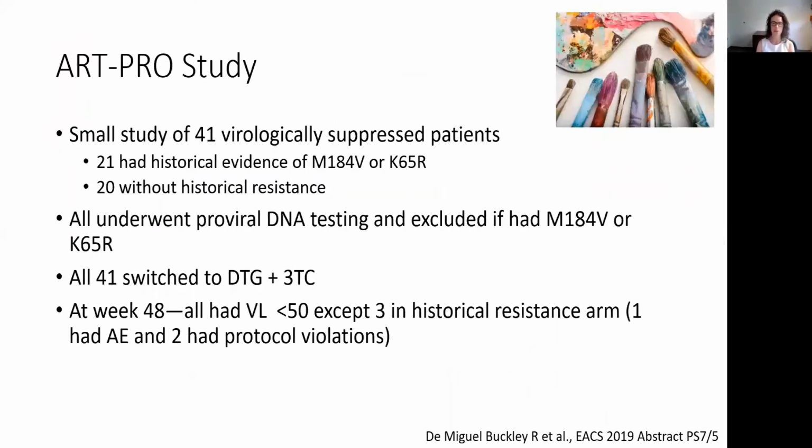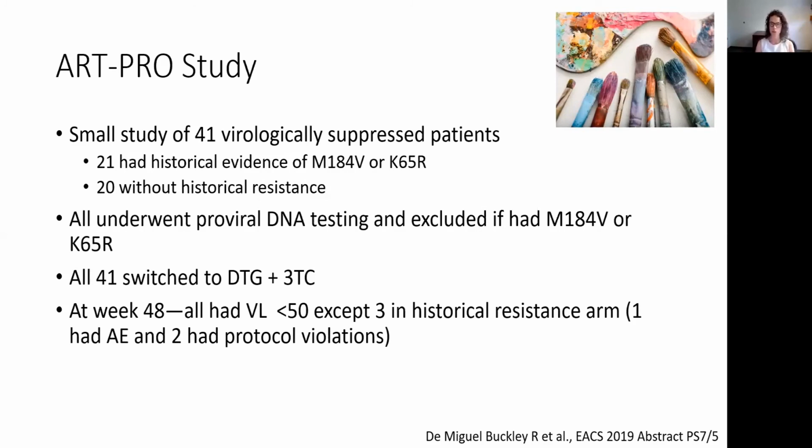So the ART-PRO study was very small. They got 41 patients who were virologically suppressed. Half of them had historical evidence of M184V or K65R, which is a tenofovir mutation, and 20 had no historical resistance. They all underwent proviral DNA testing, and they were actually excluded if they have M184V. So these were very distant results that were not even caught on proviral testing.